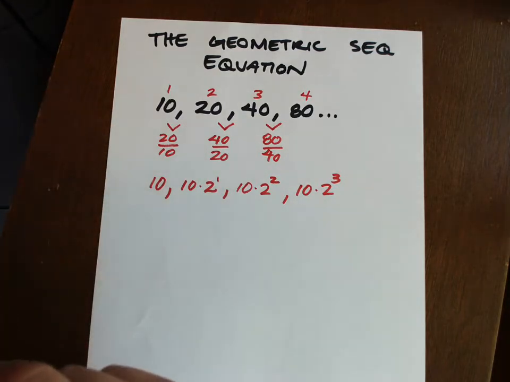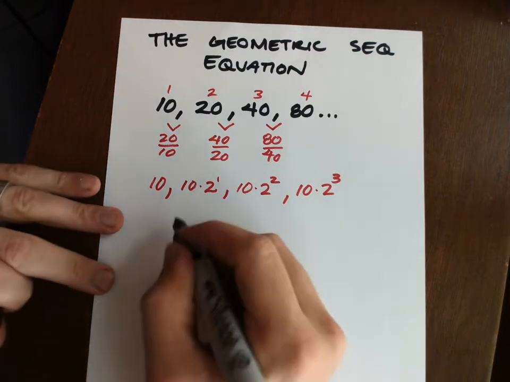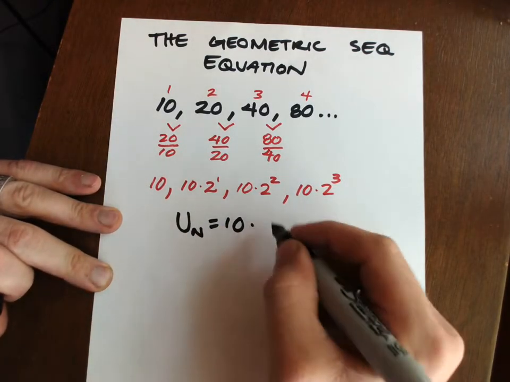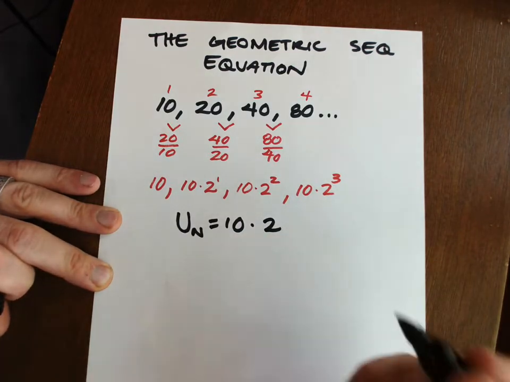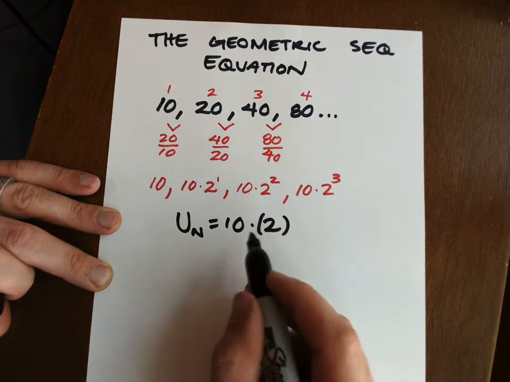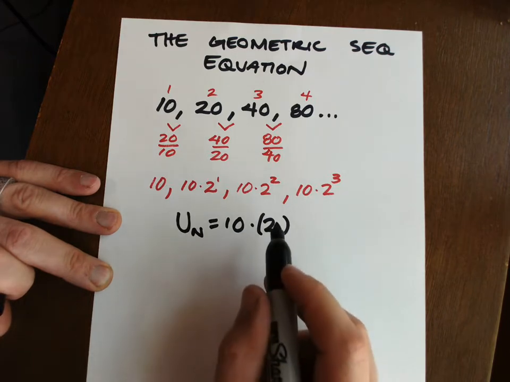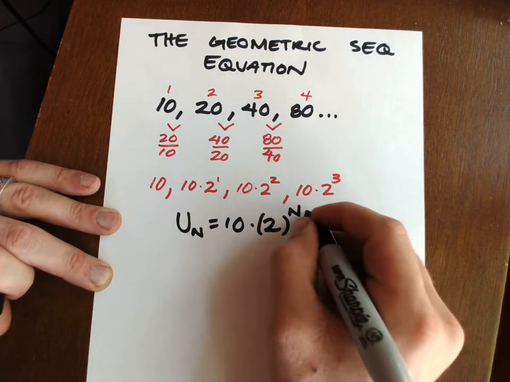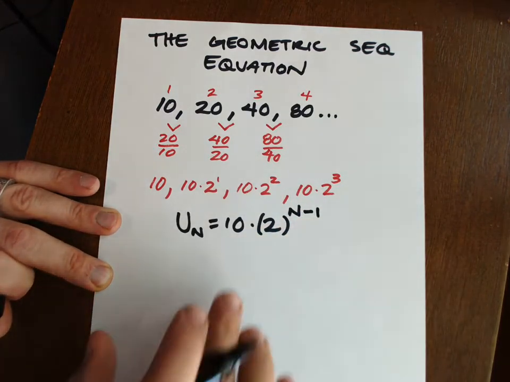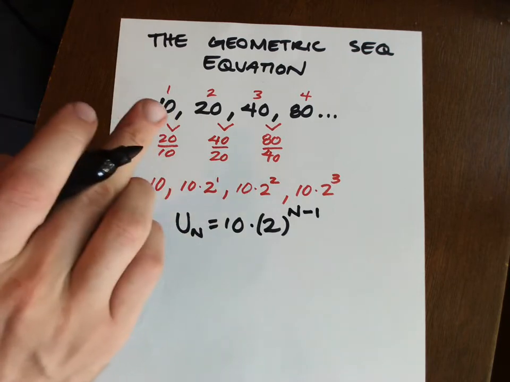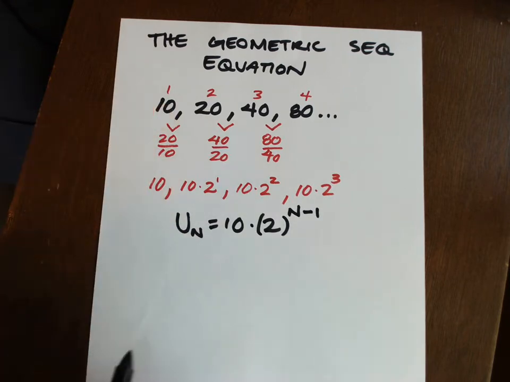And so when we go to make the equation for this, in general, this particular pattern, we take 10 and we multiply by 2 repeatedly. I'm going to put this in parentheses just to visually separate it. And the exponent on the 2 is the same as the term number, but 1 less. And so that would be the specific formula for this pattern that multiplies by 2 but starts at 10.